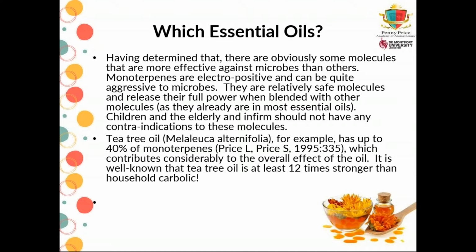But tea tree oil, for example, has up to 40% of monoterpenes, and that contributes considerably to the overall effect of the oil. It's also got a little tiny molecule in it called paracymene, which you find in quite a lot of oils that are very, very good in antimicrobial situations. So worth looking out for, but people can get skin irritation from paracymene. You can tell by the name, it's a terpene. So just check with tea tree oil how much is in there, because if you get a bad one where there's lots of paracymene, you're much more likely to get a reaction.